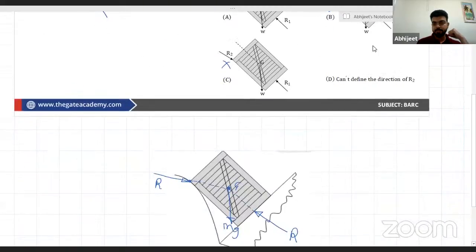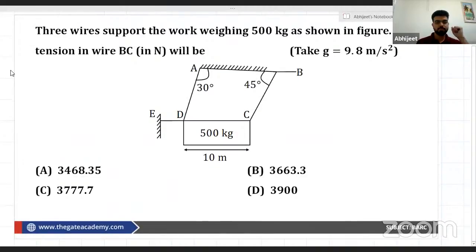So I'm moving ahead to the next question. This is the next question, question number 7. Three wires support the work weighing 500 kg as shown in the figure. The tension in the wire BC is.